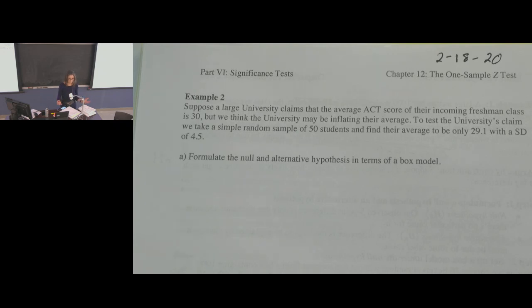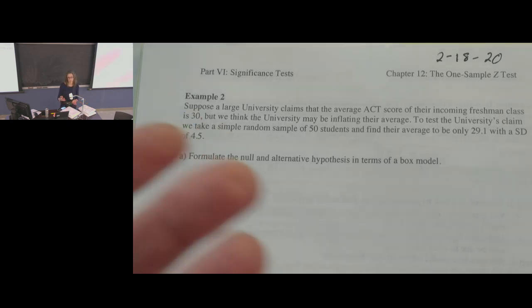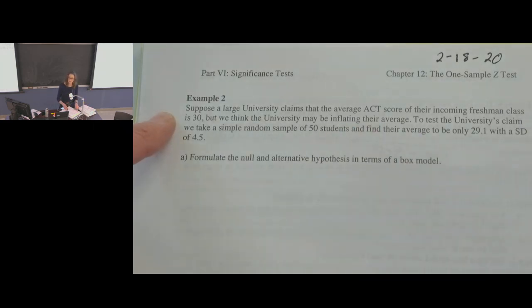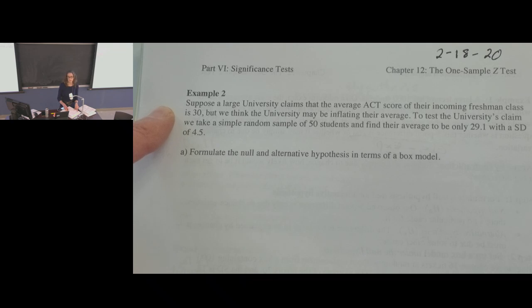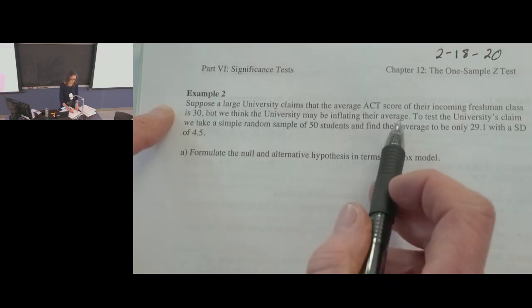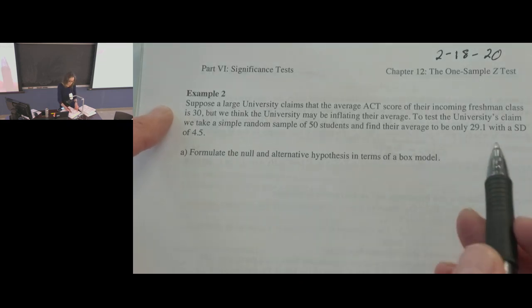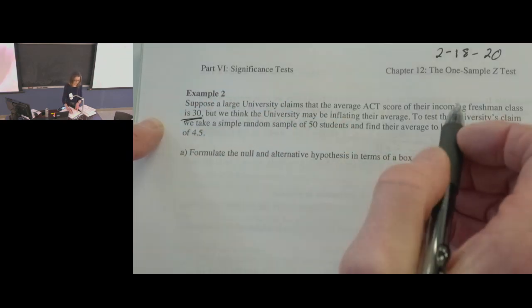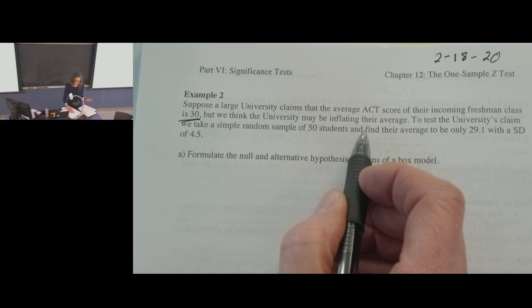So you set up under the null a probability model, a simple box model, assuming that it is just due to chance, and then you see how likely you would be to get such a big effect between what you observe and what you would expect under the null just by the luck of the draw. Here's another very typical example: somebody makes a claim about a population, and you want to test that claim. You don't trust it. Suppose a large university claims that the average ACT score of the incoming freshman class is 30. That's the claim about this population, but we think they may be inflating their average.